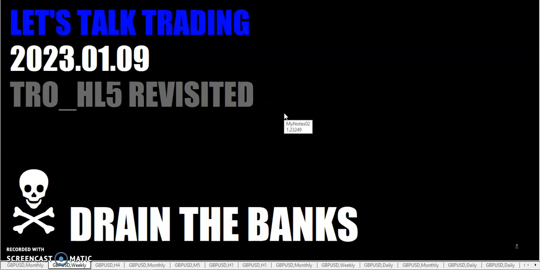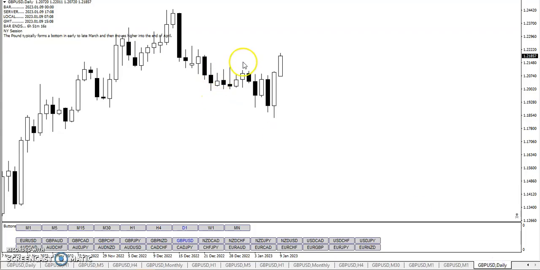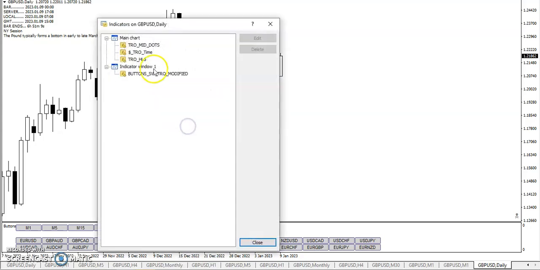I had a trader, actually a couple different traders, asking me about how to use TRO HL5. So I thought we would revisit the indicator and let you guys know what it does and how to use it. Okay, I already have it loaded on the chart. It's one of my defaults.